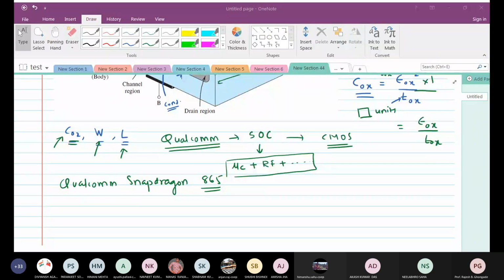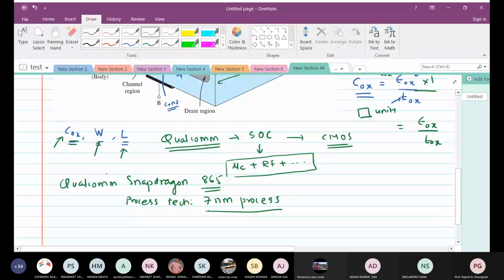Sometimes the process technology is given, that it is manufactured, for example in this case, using the 7 nanometer process. Do you see this? All of you, please have a look at this. 7 nanometer process or maybe 10 nanometer process, whatever is the technology. Okay? What is this 7 nanometer?